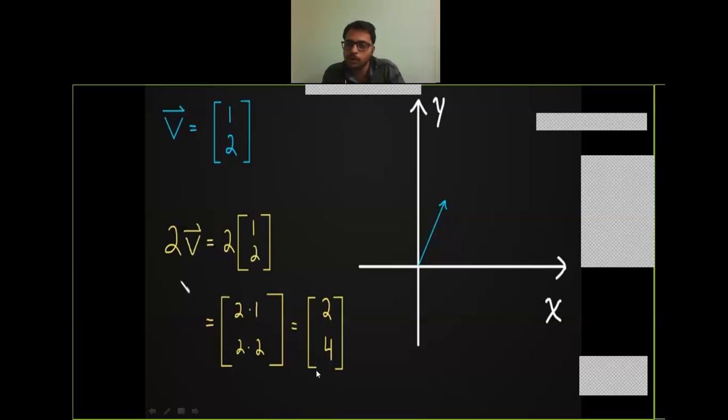The result will be what? 2 and 4. So we will say that the original vector is scaled up. That's why we are calling that quantity, or that number, a scalar. Since it is scaling your original vector, we call it a scalar, and we are directly performing a multiplication operation. That's why we say this operation is scalar multiplication.